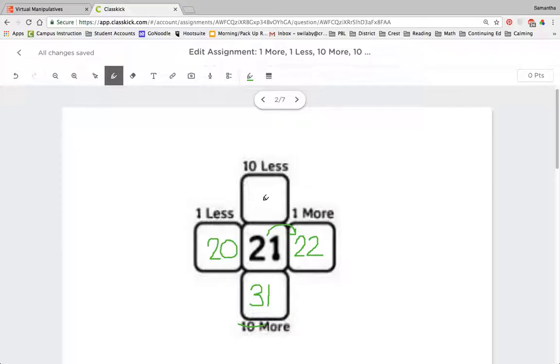If I'm looking at 10 less, I have 2 groups of 10. Taking one group of 10 away would mean I would have 1 group of 10, and the ones stay the same. So I would keep the 1 in the ones place, making 11. Let's double check on the hundreds chart.